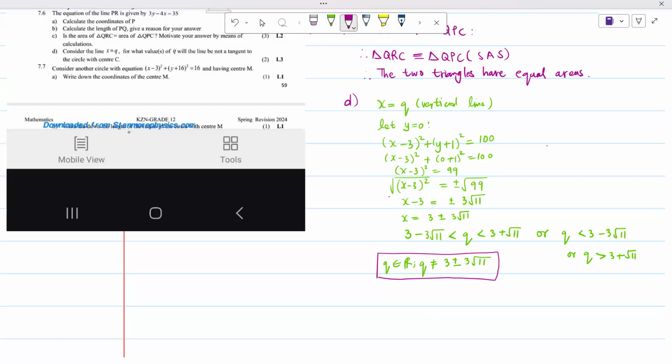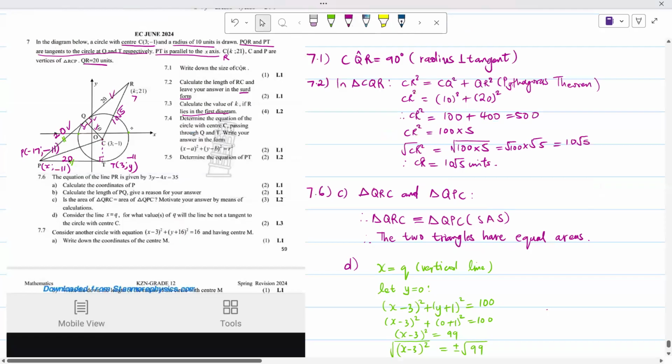But we want to choose these values of q so that the line x equals q is not a tangent to the circle. Then it must be either going here or going there or going here. Then it will not be a tangent. And that can only happen when q is not equal to the x-intercepts of the circle. Mathematicians, that's good. So that's how we answer that question.